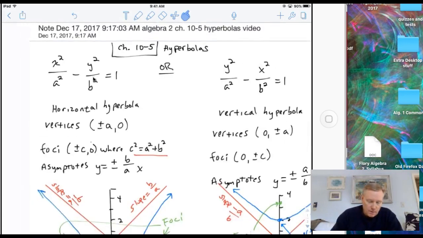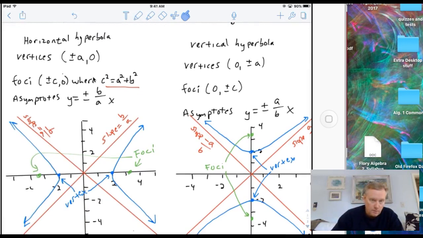So I drew these graphs. I think they will be helpful. You want to copy these down. The blue curves are the actual hyperbola. The red lines represent the asymptotes, and I put green points there, just kind of estimated where the foci might be. The foci are behind the vertices. The vertices are actually right on the axes, and they're the point that the hyperbola hits.